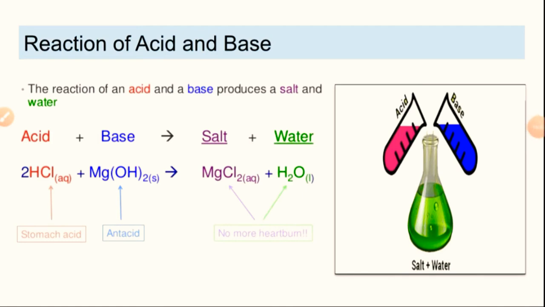Now next we are doing the reaction of acid with base. We have done that when acid reacts with metal, it produces salt and hydrogen gas. When base reacts with acid, it produces salt and hydrogen gas. Now what happens when acid and base react together? When acid and base react together, they form salt and water. Now the hydrogen gas has been replaced with water.